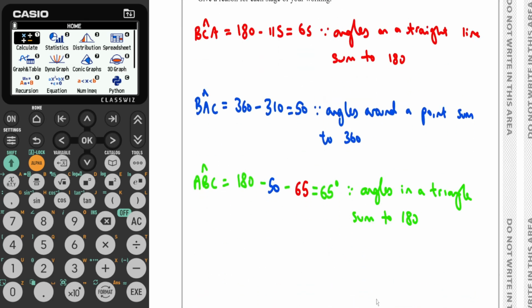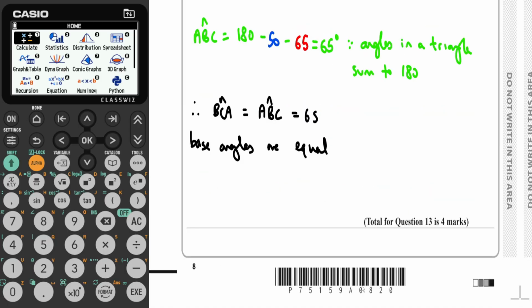The reason? Angles in a triangle sum to 180. So therefore, because the angle BCA is equal to the angle ABC, which is 65, we have the base angles which are equal, which means ABC is isosceles.